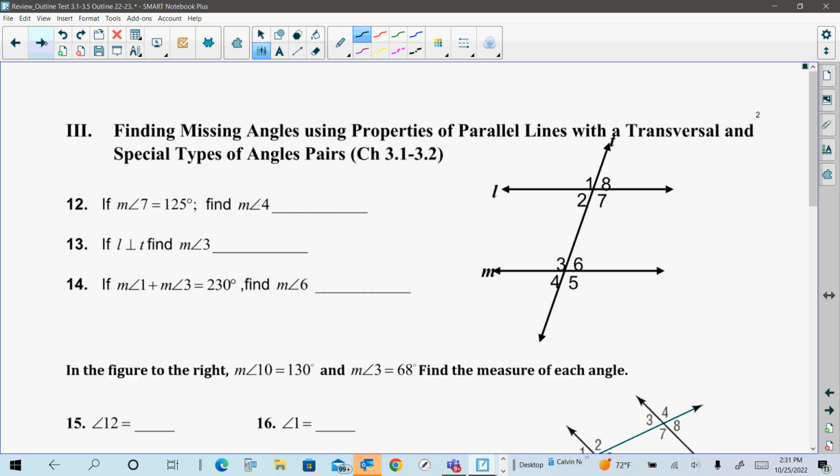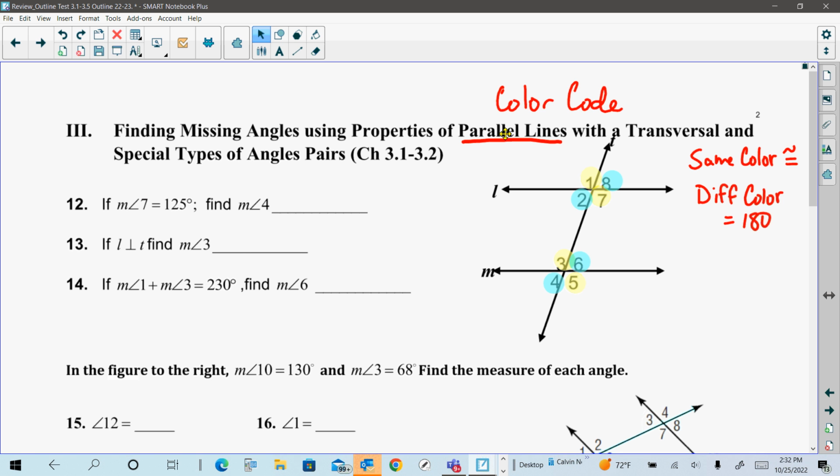You can have transversals without the lines being parallel, because a transversal just intersects at two different points. For the parallel lines, maybe to help you remember the relationship when we're talking about properties of parallel lines, is that you can color code them. Okay, so L and M are the parallel lines, and the pattern that I have here up top should repeat at the bottom with the lines that are parallel. Anything that's the same color is going to be congruent. Anything different colors is going to be supplementary, or equal to 180.